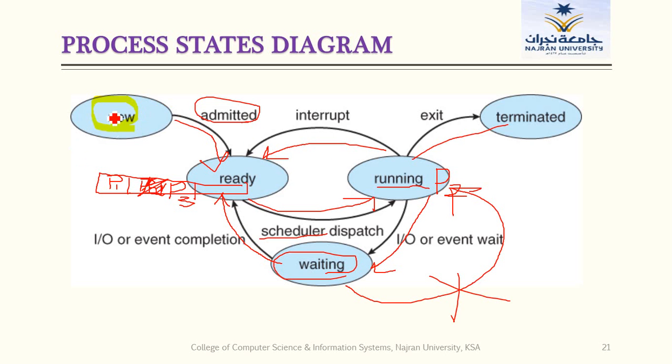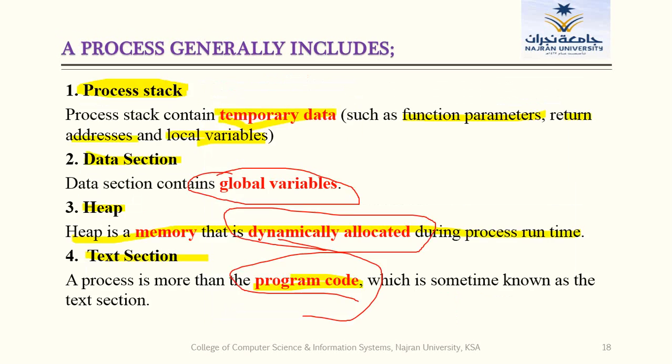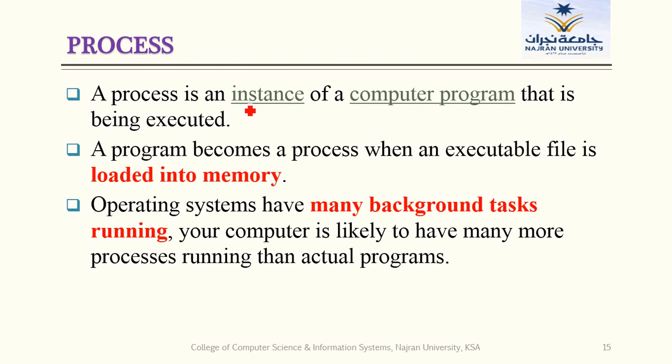So we have 5 different types of state: new, ready, running, waiting, and termination. So this was our second session of our lecture number 3. So we will just take a quick overview of what we have discussed today. We started our discussion with a process, and we said, what is a process? A process is an instance of a computer program that is being executed. So the instance of a computer program that we are going to execute is called a process.